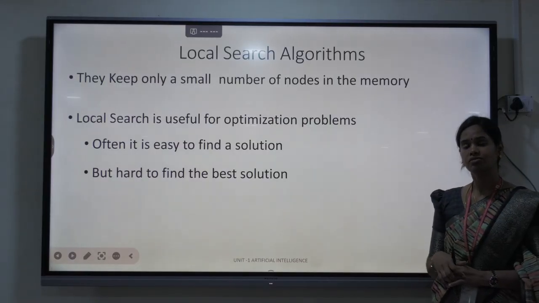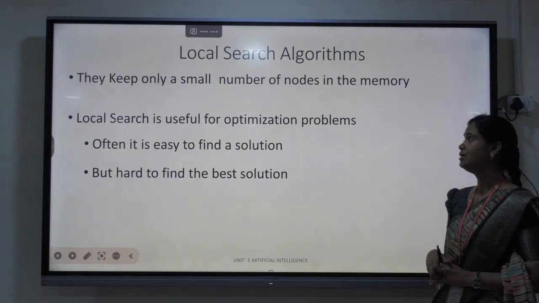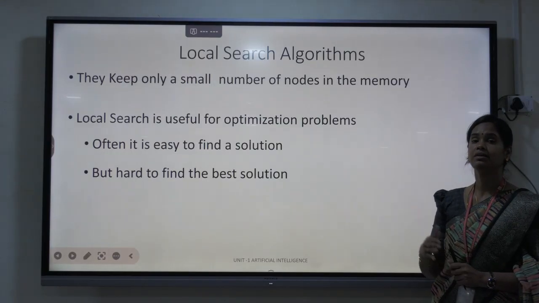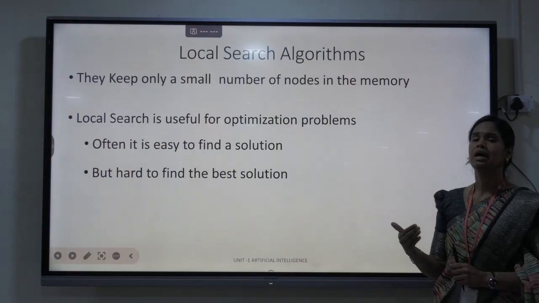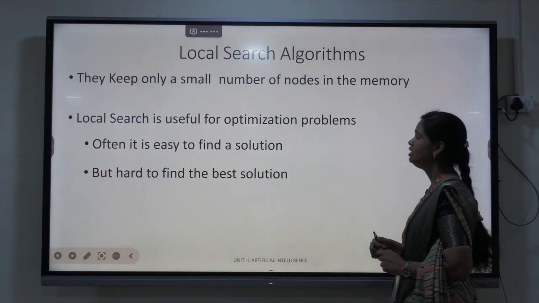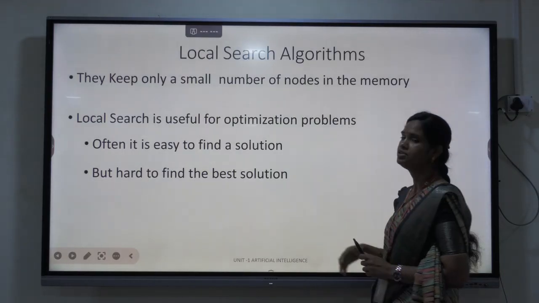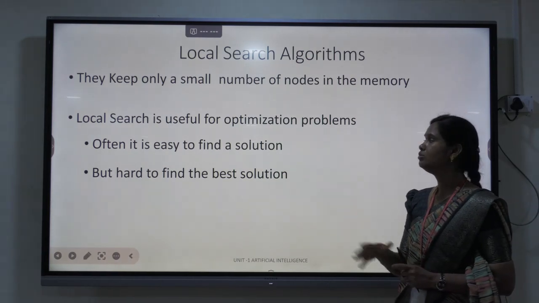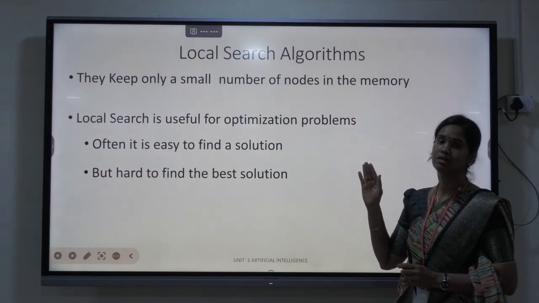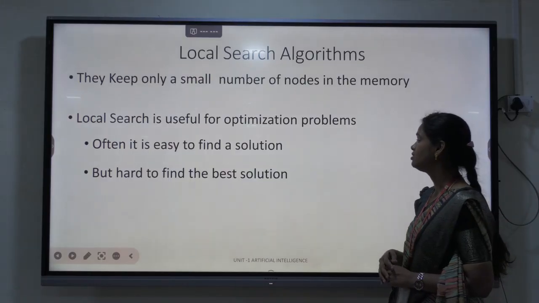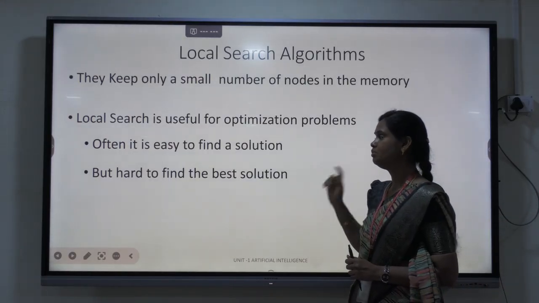That is an informed search, but still we call it local search, where each stage is observed from the current state. They keep only a small number of nodes in the memory. Instead of exploring all the nodes, it keeps only the smaller set of nodes, which will lead to the optimal solution. So this is an optimization problem.